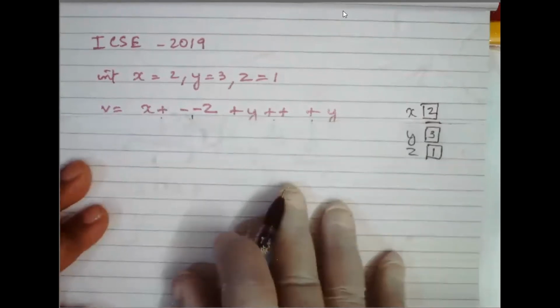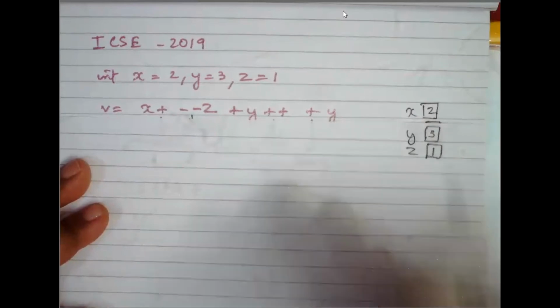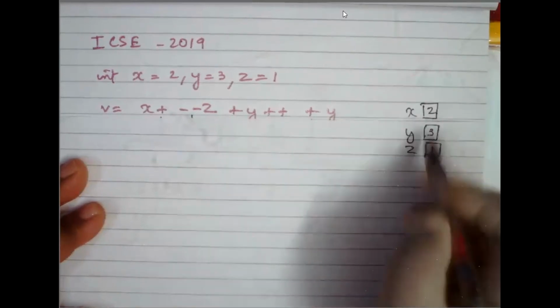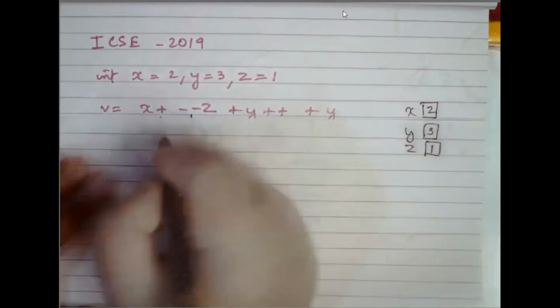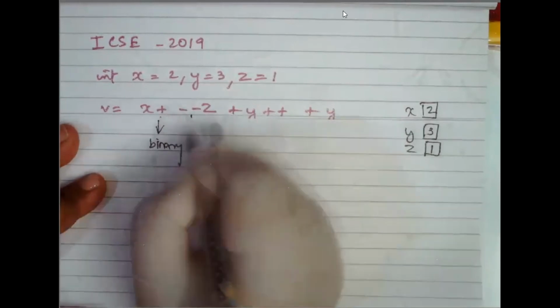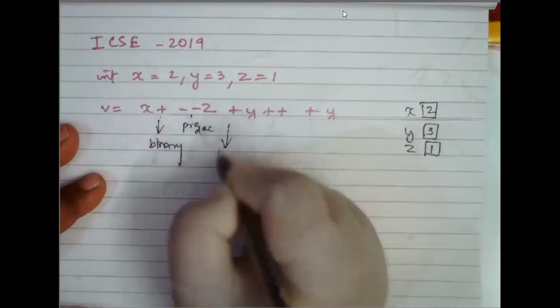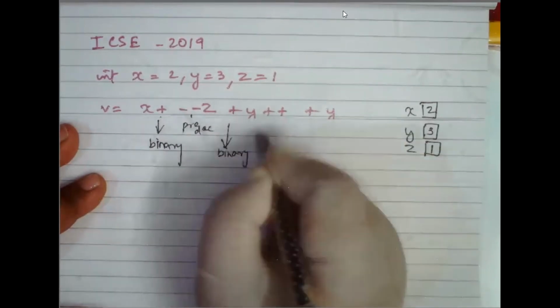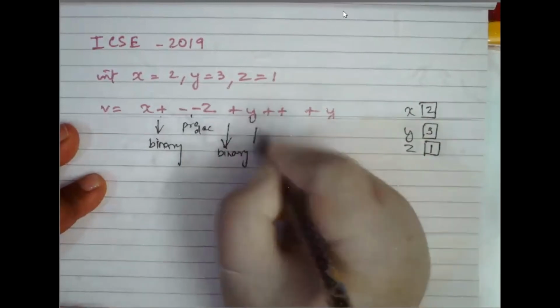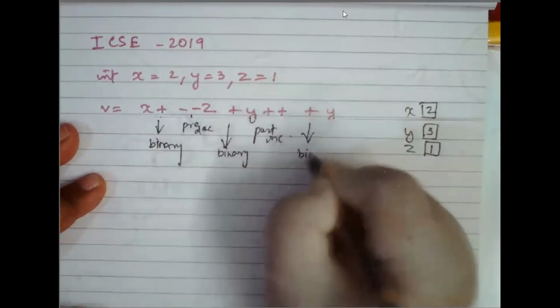Now the next question that we are going to solve, this had come in ICC 2019. X equals 2, y equals 3 and z equals 1. We have to find the value of v. So I've already taken the memory location values x is 2, y is 3 and z is 1. Here you can see x, then this plus is my binary plus, and then minus minus z, here is my pre-decrement. Then again I have another binary plus, then y plus plus is my post increment, and then over here again I have another binary plus.